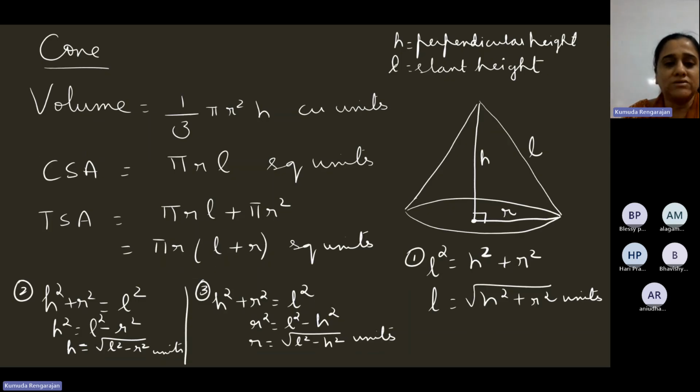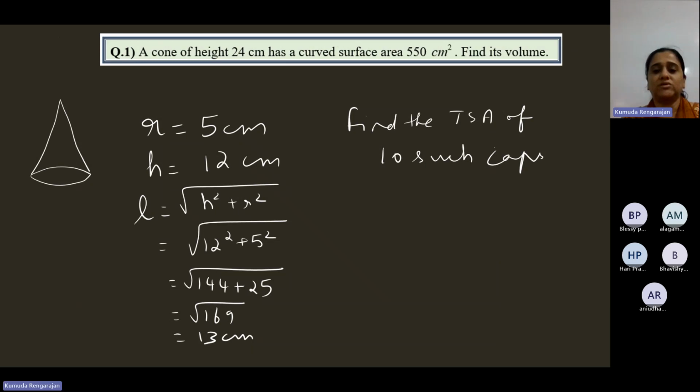So what you should notice in the formula, see the formula where you have to find area, you have to substitute R and L. Wherever it is area, curved surface area, total surface area, we have used R and L. There is no H. Only for volume you need R and H: 1/3 pi R square H. CSA is pi R L, TSA is pi R into R plus L. That's why Bhavishya first found the value of L. Because it is area, you need R and L. Yes, Bhavishya, next.